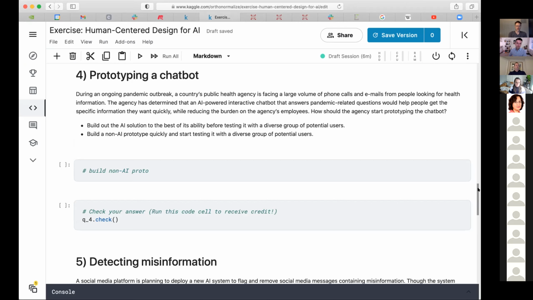So there's really two choices given: build out the AI solution before testing it, or build a non-AI prototype quickly and start testing it. And the correct answer is the second one. You want to build your non-AI prototype. Don't build the chatbot speech generation model. Build a system that's going to look like that interface and maybe have humans behind the system while testing it with a diverse group of potential users.